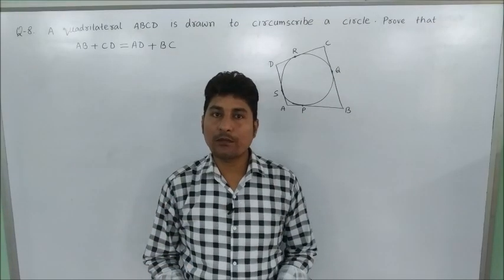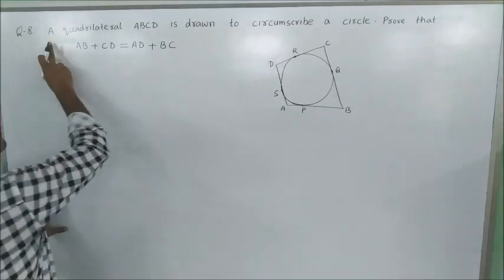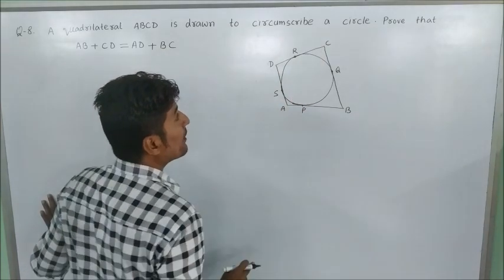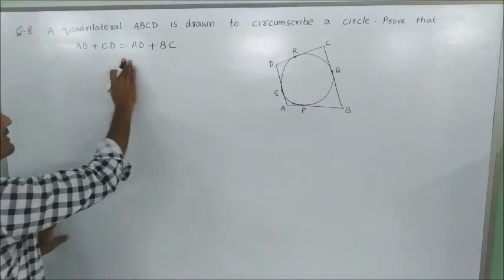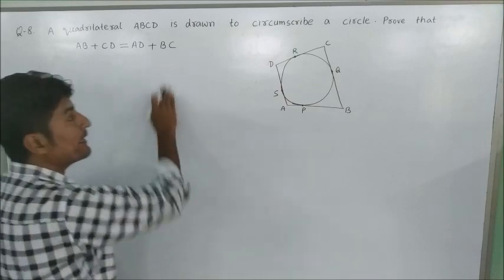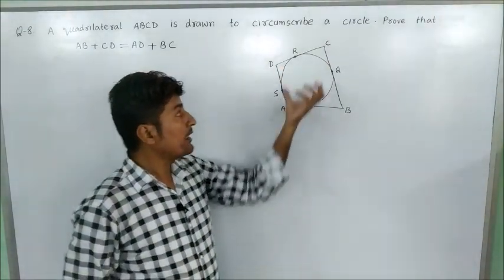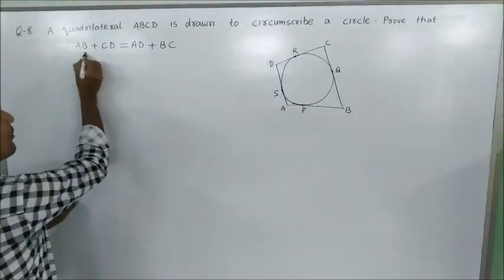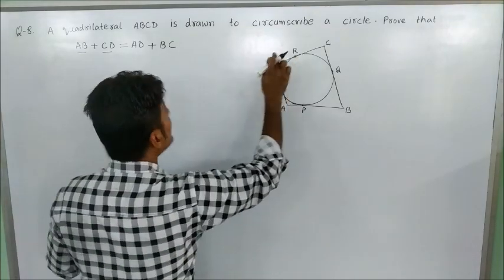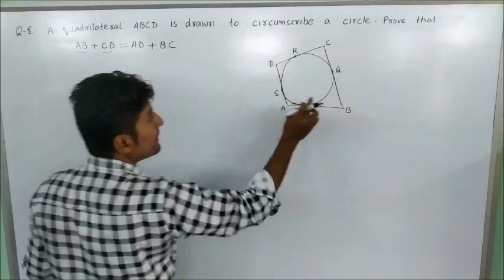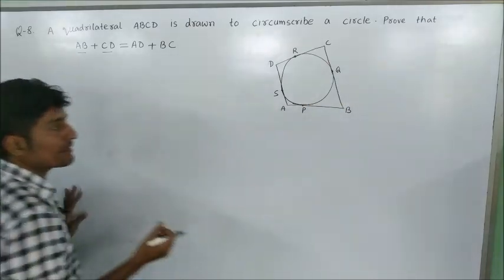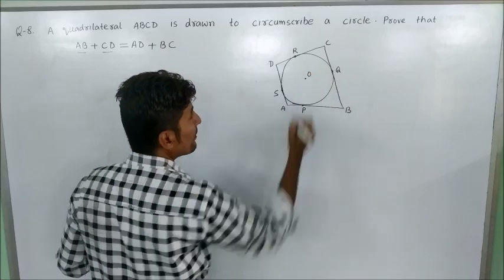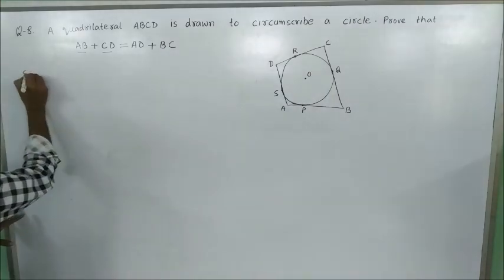Now let us consider question number 8. A quadrilateral ABCD is drawn to circumscribe a circle. Prove that AB plus CD is equal to AD plus BC. It is already given that the quadrilateral is circumscribing a circle, so we have to prove that the sum of AB plus CD is equal to AD plus BC. Let us see the solution of this question. Let us consider O is the center of this circle.